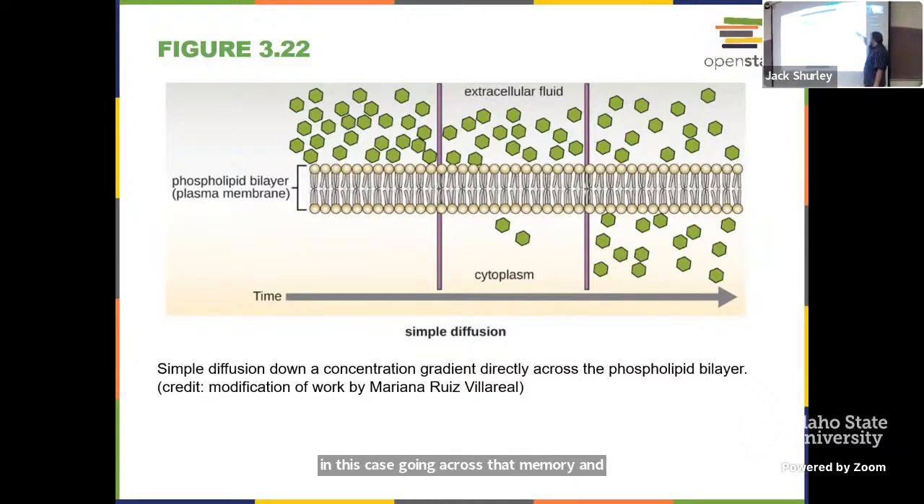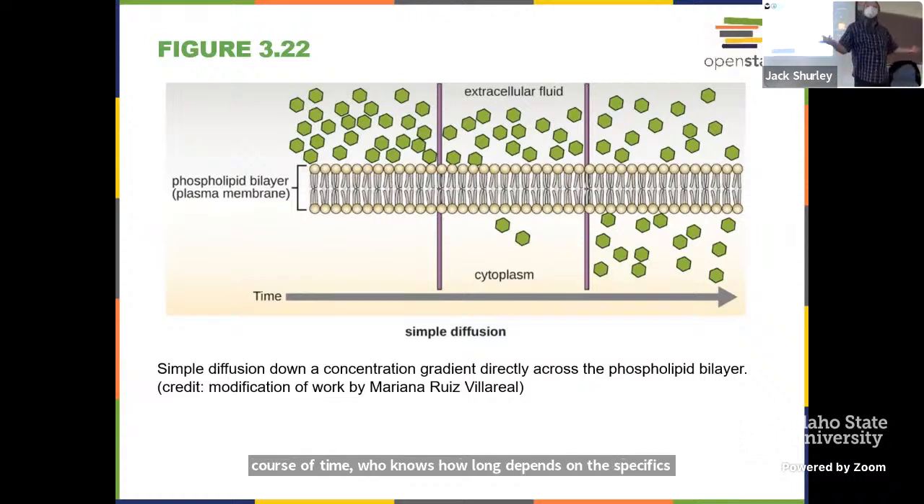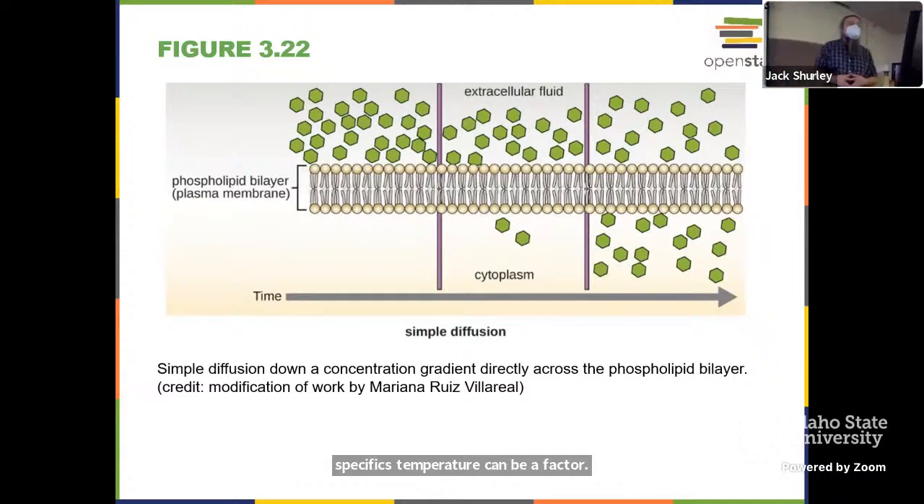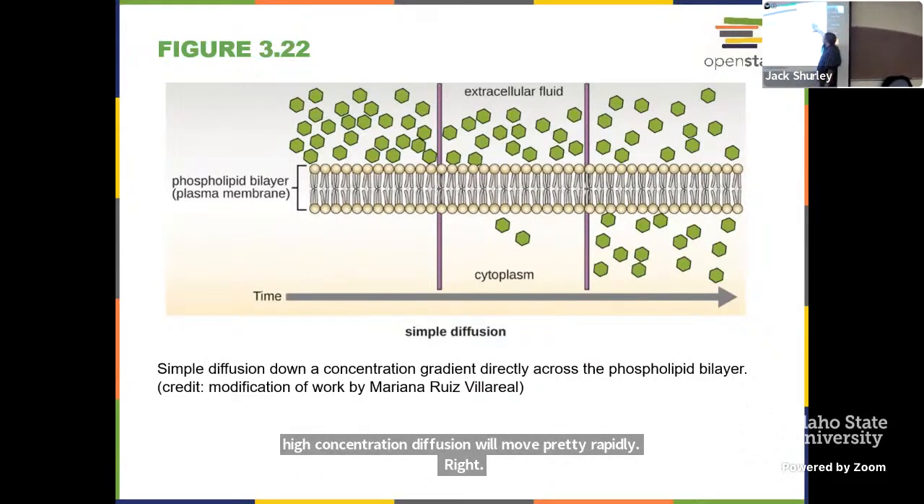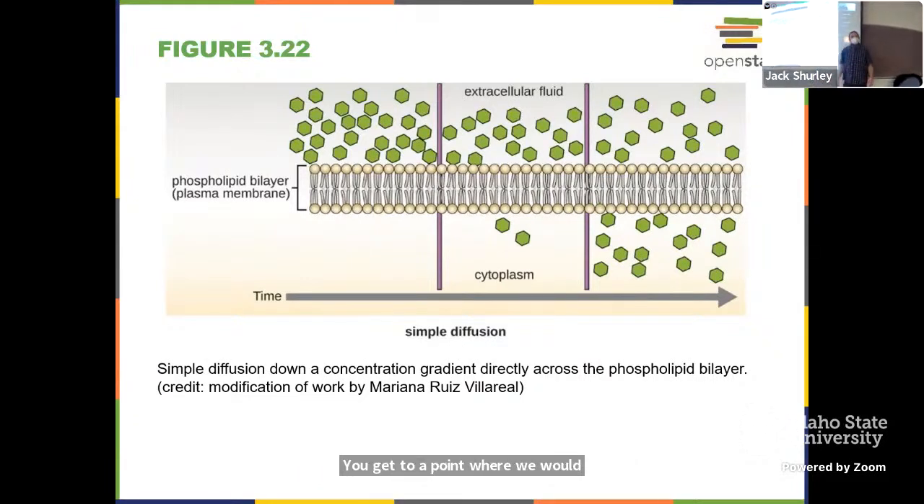And over the course of time, who knows how long, depends on the specifics. Temperature can be a factor. Concentration also is definitely a factor, all right? If you're at optimal temperatures and very high concentration, diffusion will move pretty rapidly, all right? You get to a point where we would say we are at equilibrium, all right?